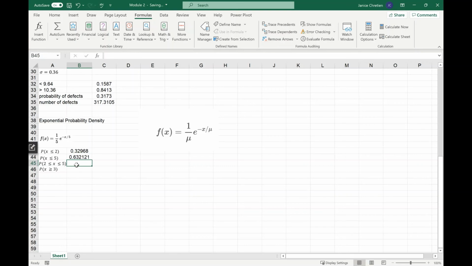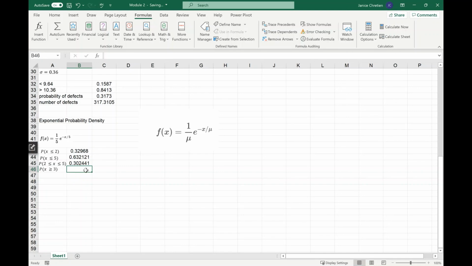Then to find the value between the two, we're simply going to subtract the smaller from the larger. So we're going to say P when x is less than or equal to 5 minus less than or equal to 2. And that's the answer.